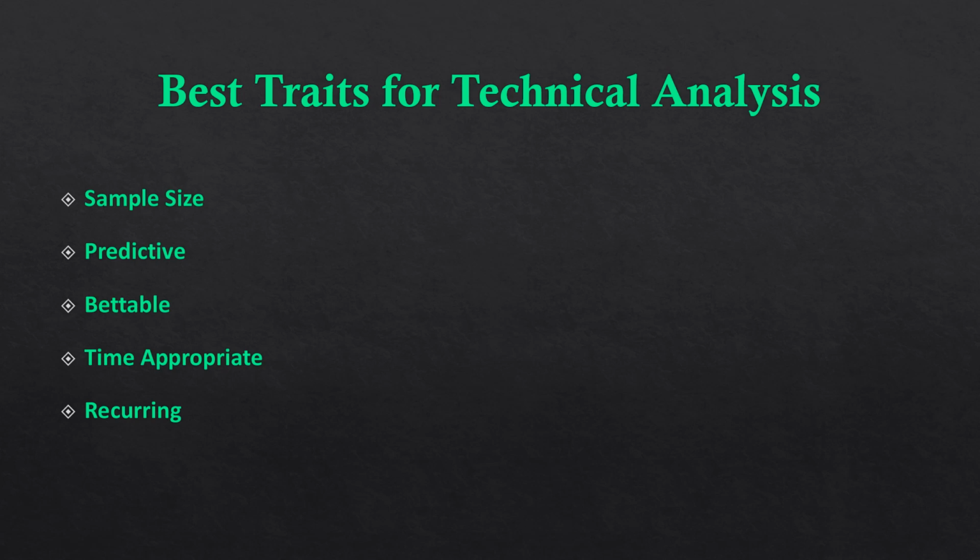Next, it has to be time appropriate. If you don't have enough time to act on a system, it won't be useful. So for example, if your system involves in-game patterns, the odds change during the event as it is going on, which makes the system irrelevant. Additionally, if your system is too complex or requires too many stipulations, it won't be profitable.